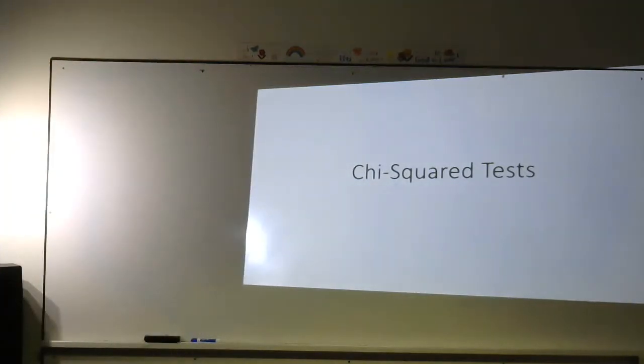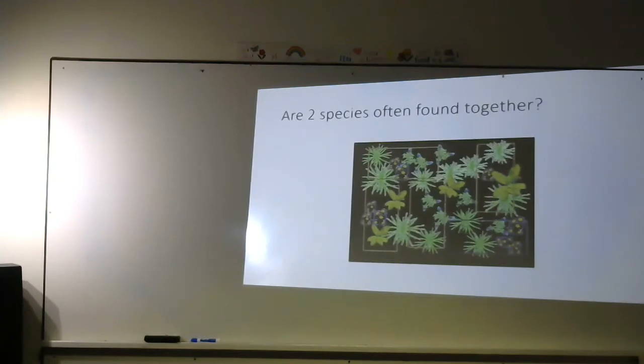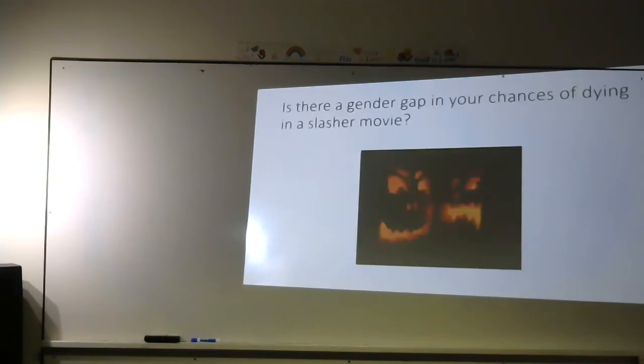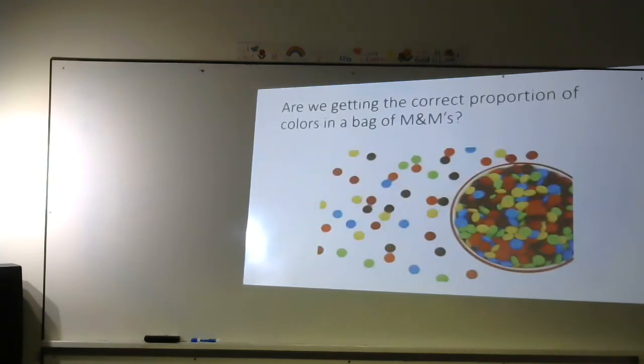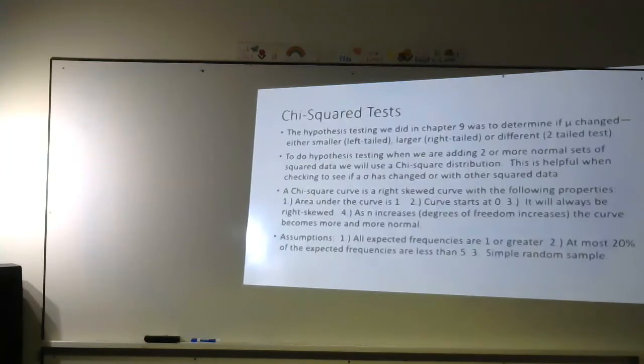So let's talk about it. Where can you use chi-square testing? Are two species often found together, different kinds of plants? Do they often grow up together? You could use chi-square testing to establish that. Whoa, is there a gender gap in your chances of dying in a slasher movie? Do women get killed more often in a slasher movie than men? Probably so. Are we getting the correct proportion of colors in a bag of M&Ms? Kind of an interesting thing.